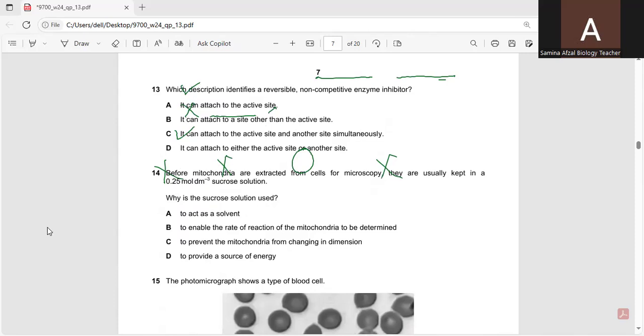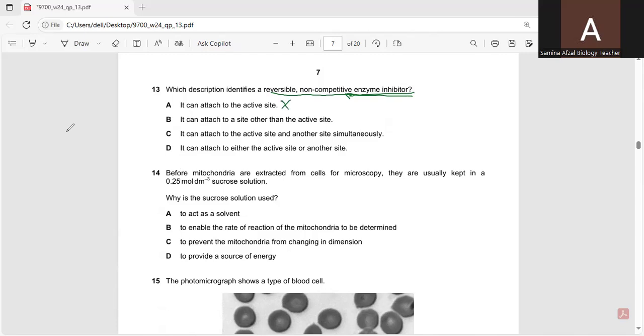Now I would like to move towards question number 13. Which description identifies a reversible non-competitive enzyme inhibitor? So here there are 4 options. It can attach to the active site. A reversible non-competitive enzyme inhibitor will not attach to the active site. It will not compete for the active site. The competitive inhibitor will always try to attach on the active site.